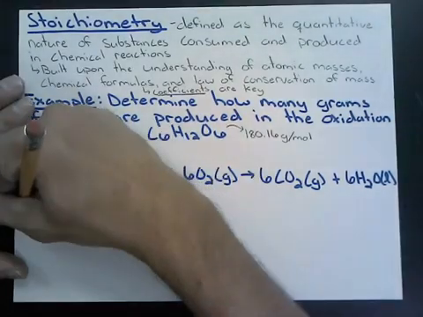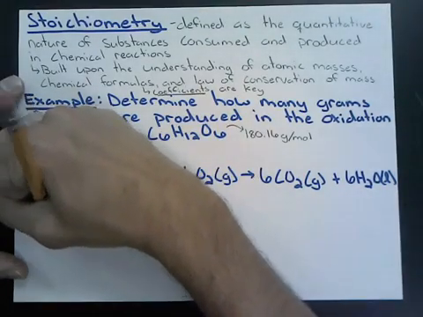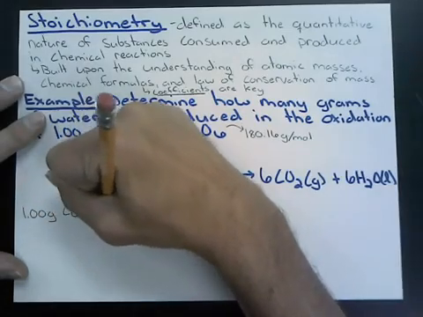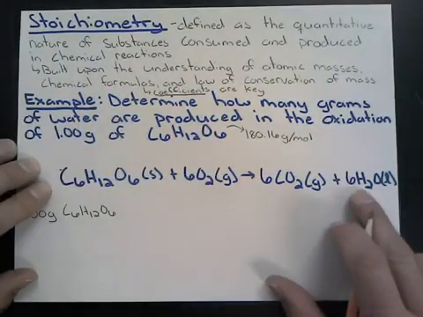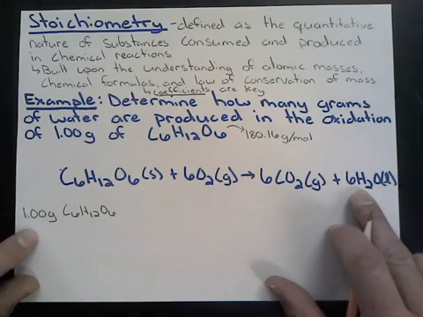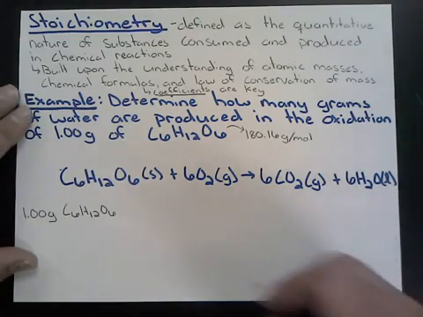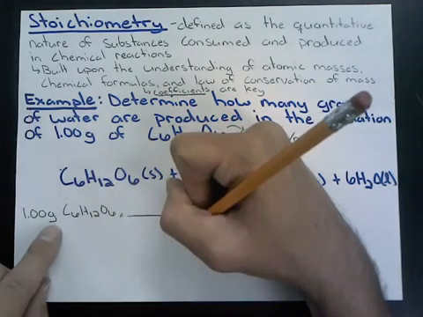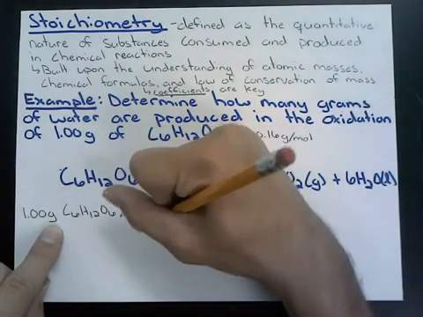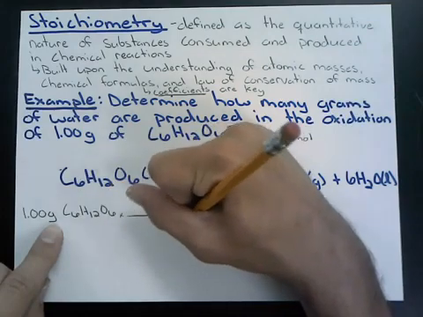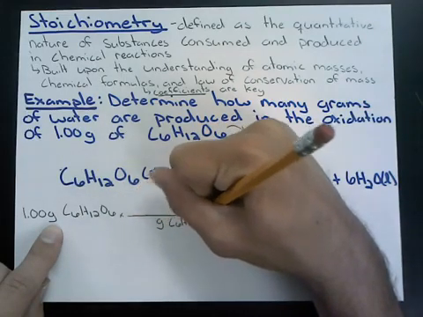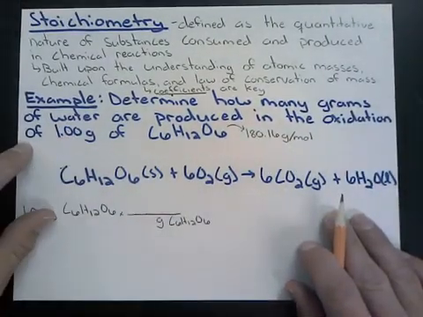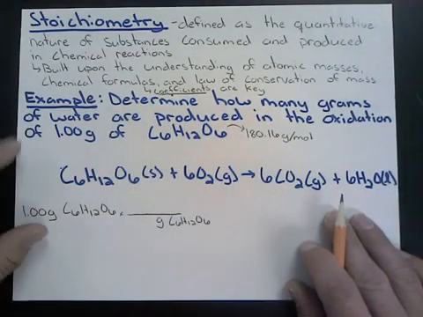Now, what we always do, we always start out with what's given. So we have 1.00 grams of C6H12O6, and the only way we can use these coefficients is if we get to moles of C6H12O6. So we always start out and cross cancel. So we have grams of C6H12O6. Now, we're trying to get to grams of water. Well, you cannot go from grams of one substance to grams of another.